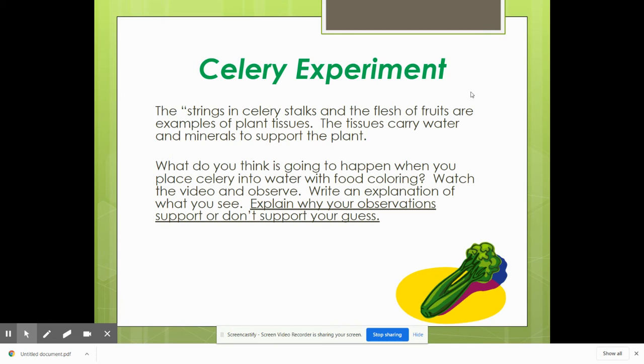So the strings in celery stalks and the flesh of fruits are examples of plant tissues. The tissues carry water and minerals to support the plant. What do you think is going to happen when you place celery into water with food coloring? Watch the video and observe, and you're going to explain what you see. Explain why your observations support or don't support your guess.